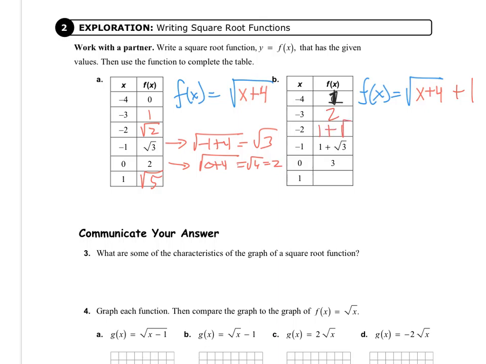1 plus the square root of 2. That's taking this thing over here, adding 1 to it. Take this thing over here, add 1. Take this thing, add 1. Take this thing, add 1. We get 1 plus the square root of 5. Okay, there you have it.